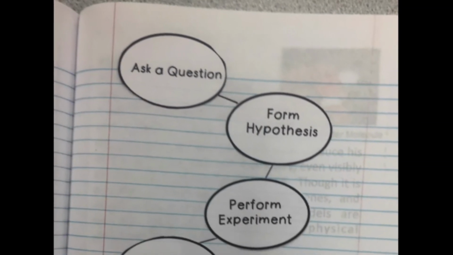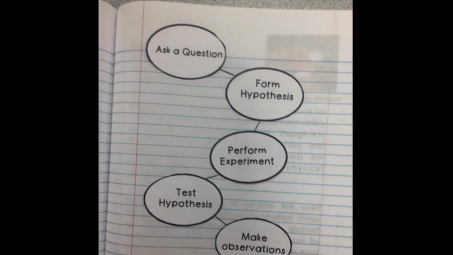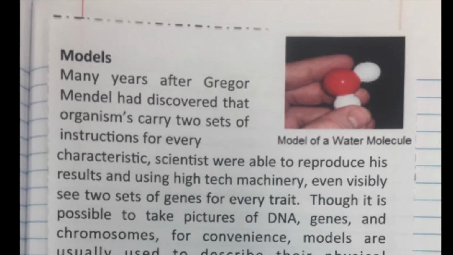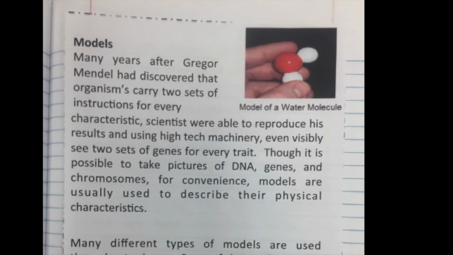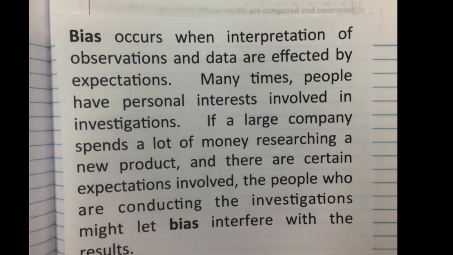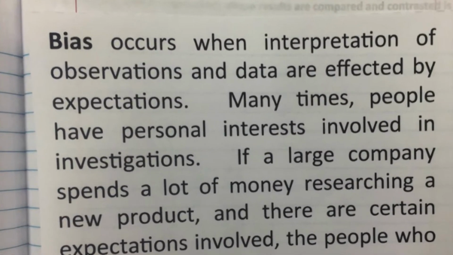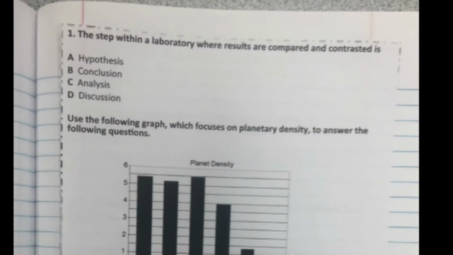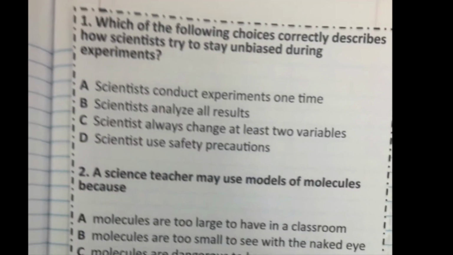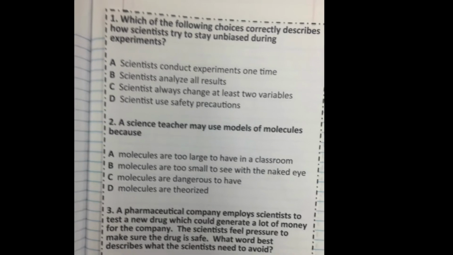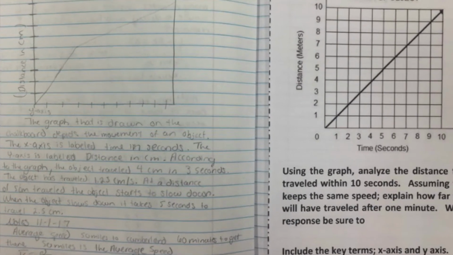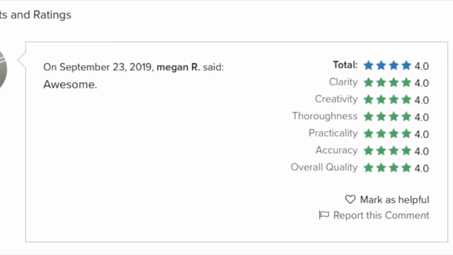And then we have a concept map area where it ties everything together from asking a question to drawing a conclusion to coming up with new hypotheses. Then we have a section on models. We go over bias. We have more questions that have to do with analysis. We have questions that have to do with being able to analyze graphs.